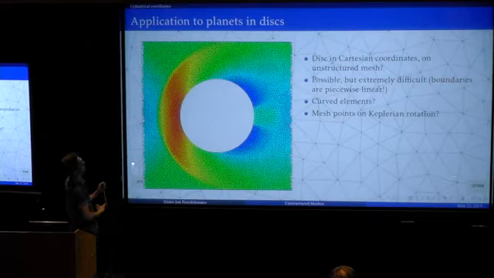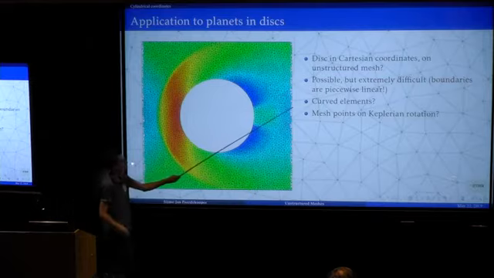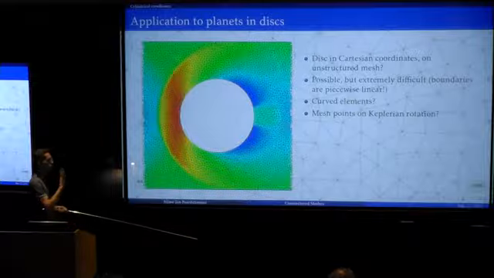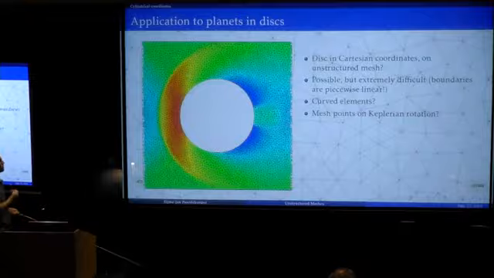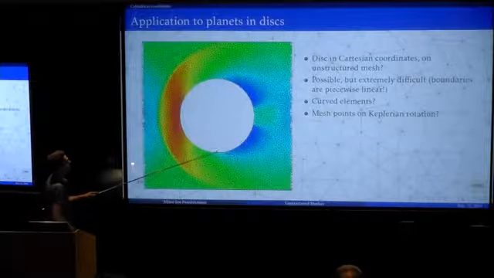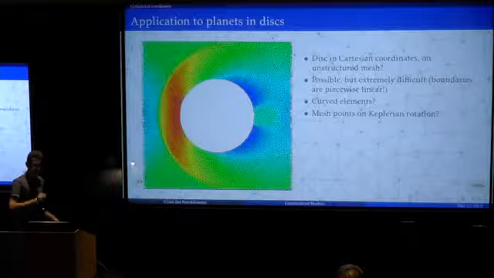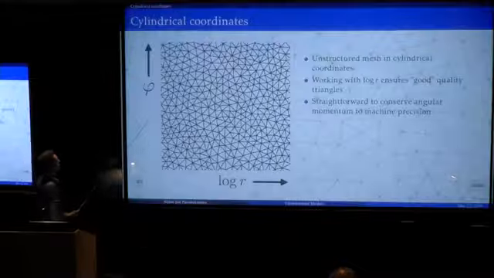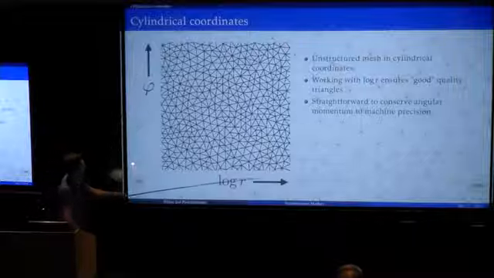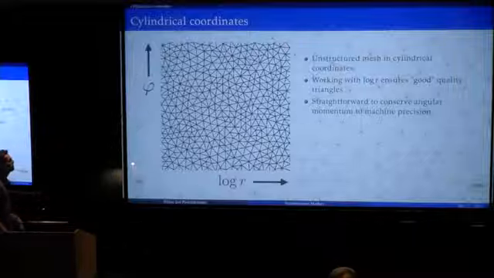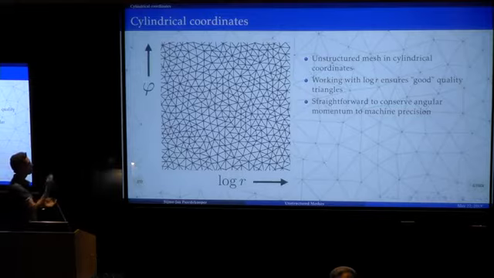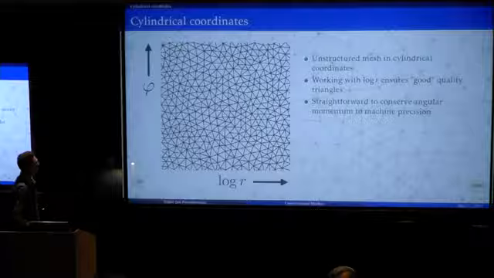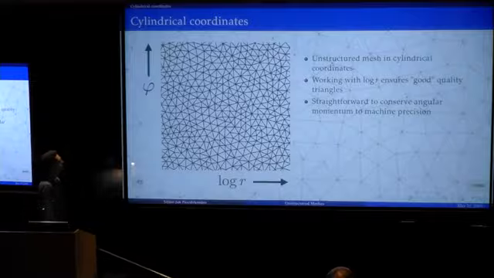There are ways around that, because in principle you can have curved elements. So you could have a circular boundary, but it makes it really complicated. You can go into moving mesh mode, just having these points rotate at the Keplerian velocity, but again, I'm not a big fan of that. So the route I chose was, well, let's just do cylindrical coordinates. So our y direction will be phi, our x direction will be log r, so logarithmic, so that you get equally sized grid cells for all the radii.